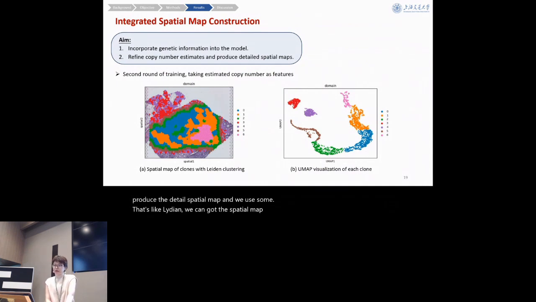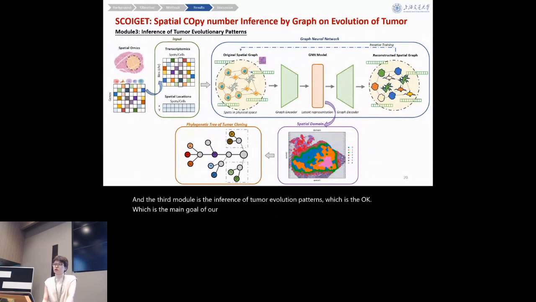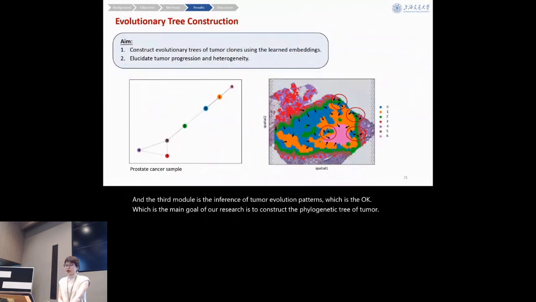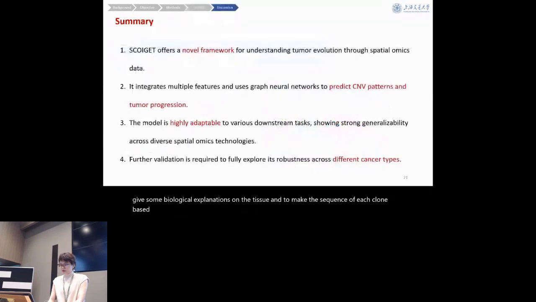And the third module is the inference of tumor evolution patterns, which is the main goal of our research, to construct the phylogenetic tree of tumor clones. In this part, we construct the evolutionary tree of the tumor using the learned embeddings, and we elucidate the tumor progression and heterogeneity. So in this part, we can begin to give some biological explanations on the tissue and to make the sequence of each clone based on their relationship.